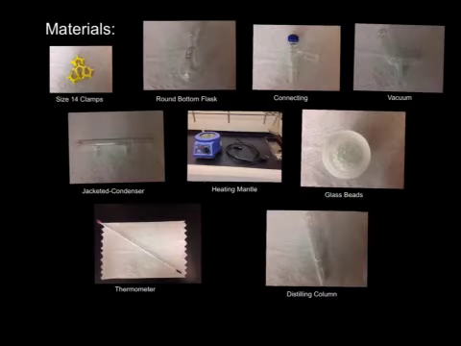Before we even begin our experiment, we have to get our materials. This slide shows all the different materials we used during the experiment, but I'm just going to point out a very specific few that are very important. For example, the jacket condenser, which runs the water and distills the alcohol, the distilling column for the fractional distillation, the thermometer to keep a recording of the temperatures, the glass beads, which are used in this distilling column to keep the theoretical plates going, the round bottom flask, which holds the solution, and the vacuum to allow the droplets to go into the graduated cylinder.